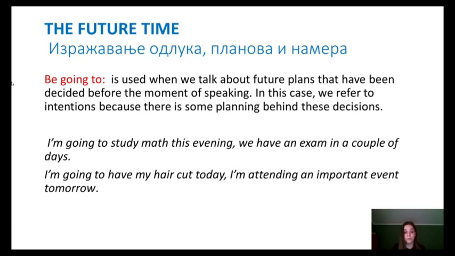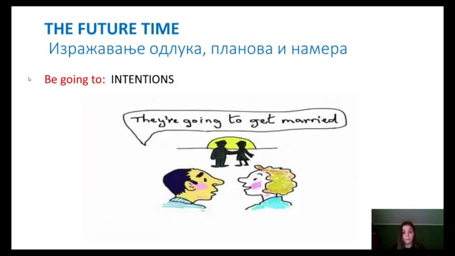I'm going to study math this evening. We have an exam in a couple of days. And I'm going to have a haircut today. I'm attending an important event tomorrow. So we already have in plan something to do in the near future. Be going to is used for intention.